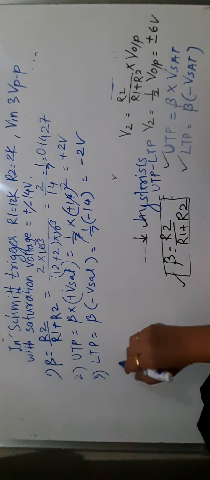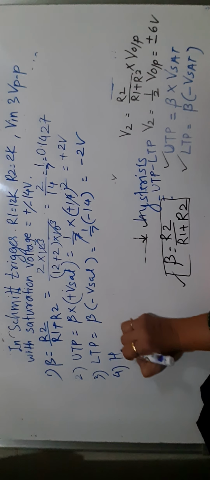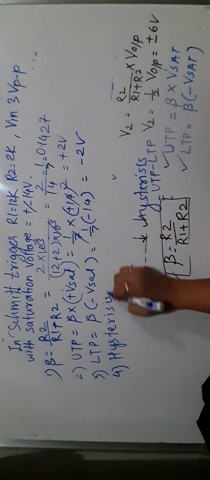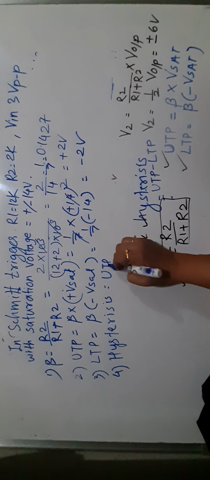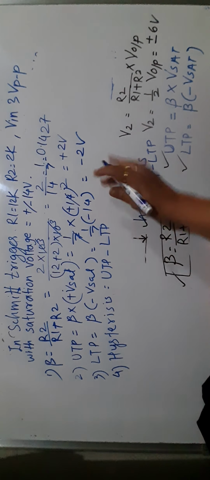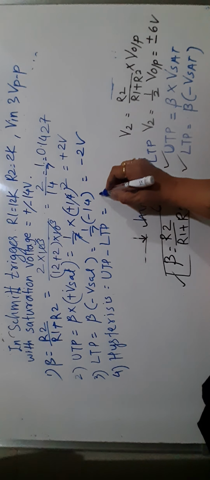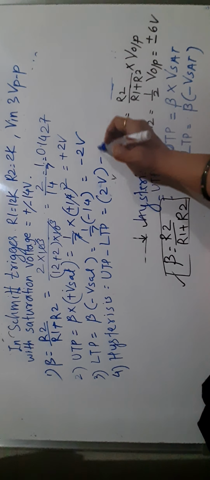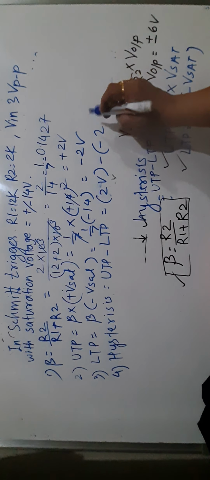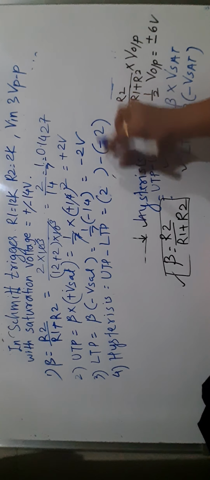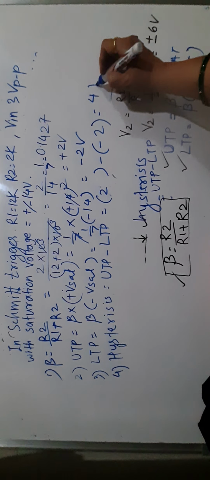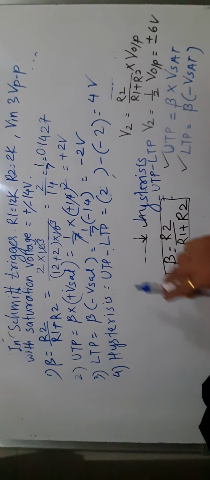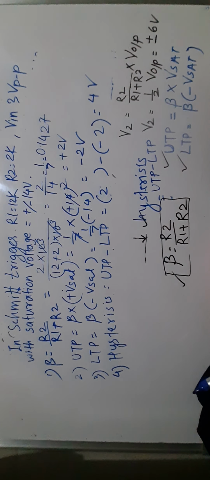Now the last one, hysteresis. Hysteresis is given by the formula UTP minus LTP. We have calculated UTP equal to 2 volt, minus LTP, minus of minus 2. So minus minus becomes plus, therefore hysteresis is 4 volt. This is how we can solve the numericals related to Schmitt trigger.